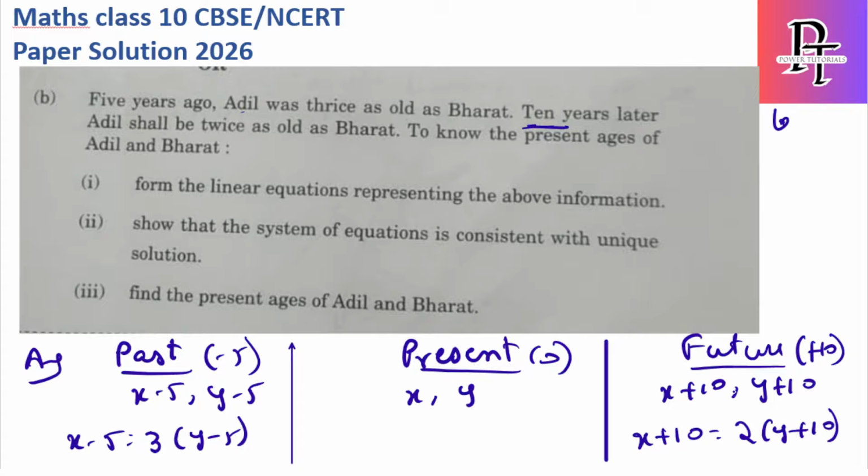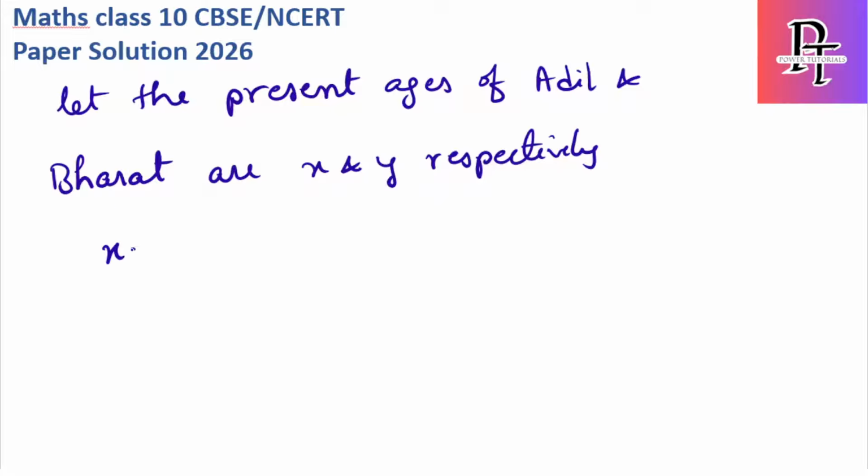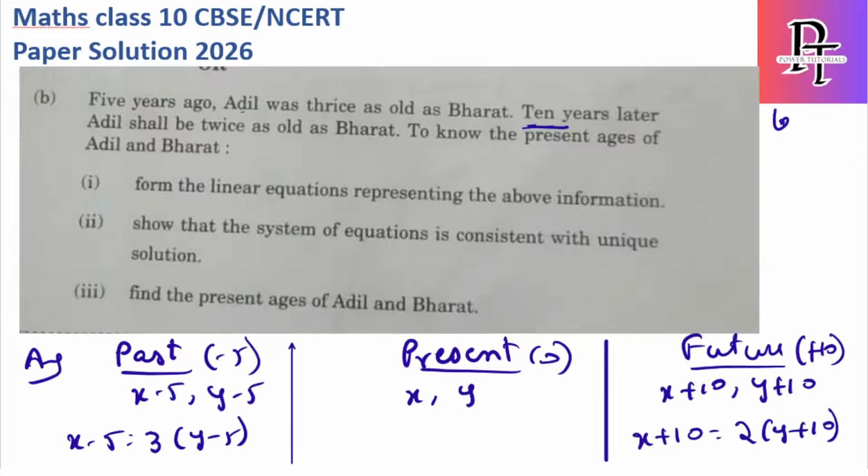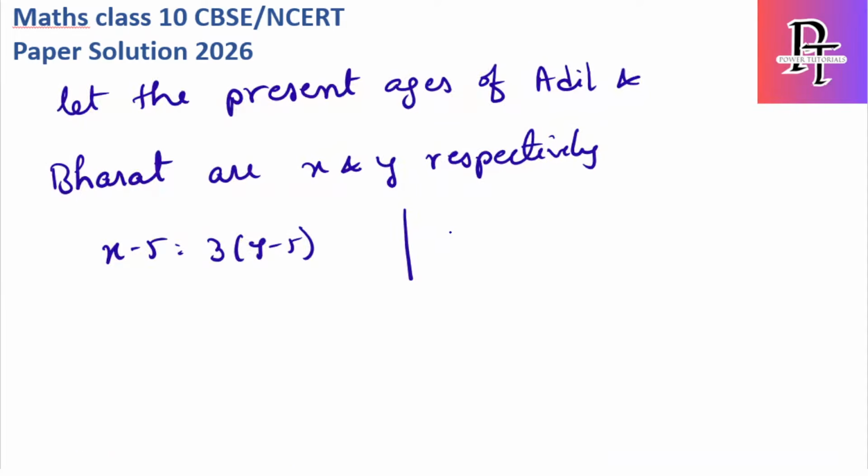ओके, सो लेट्स राइट दिस बोथ द इक्वेशंस. x minus 5 is equal to 3 into y minus 5. Same way we have the second equation. What is that? x plus 10 is equal to 2 into y plus 10.